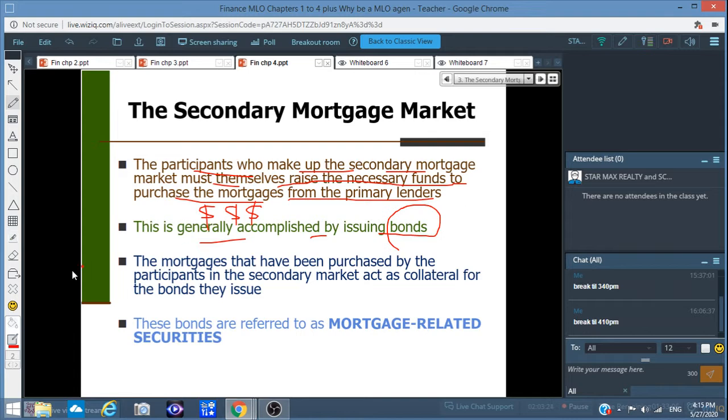他们操作这些债券，卖债券出去. The mortgages that have been purchased by the participants in the secondary market act as collateral for the bonds that they issue. 那个抵押房，作为一个抵押，给他们那个债券. These bonds are referred to as mortgage-related securities. 有贷款有关的债券.